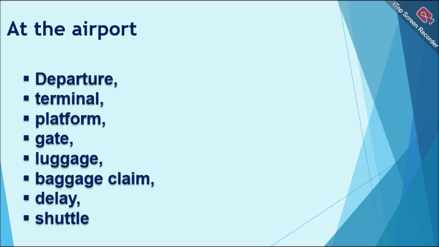Terminal, the section of the airport where you might have Terminal 1, Terminal 2, Terminal 3. These are the different parts of the airport. And within the terminals, you could have gates. So Gate 1, Gate 2, Gate 3 in Terminal 4. The platform, this is a waiting area. Okay, typically if you're at a train station.